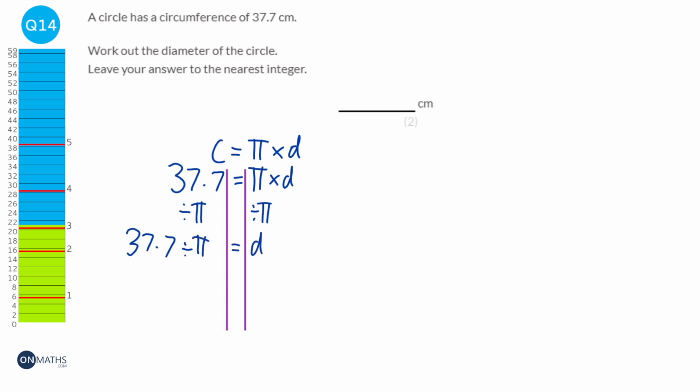And so that is, when you round, well, it's 12.00 and so on. Round to the nearest integer, that would be 12 centimeters. And we can check it by typing in 12 times pi, and we get what would round to 37.7.